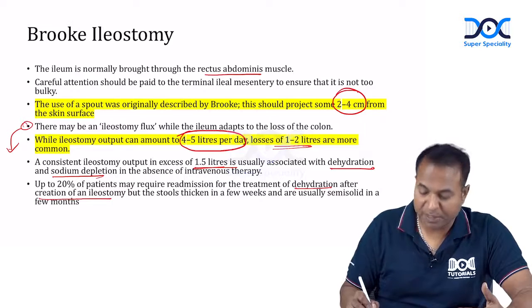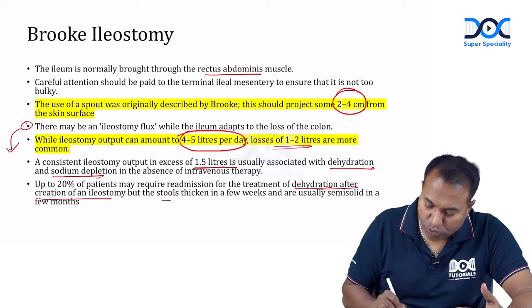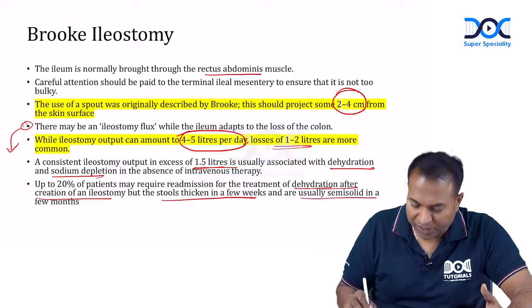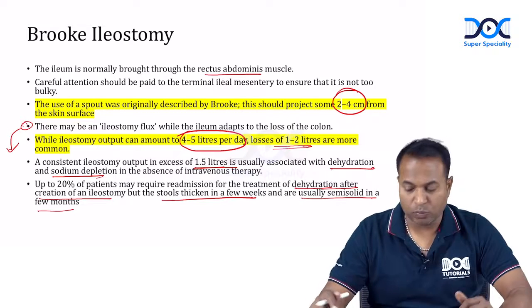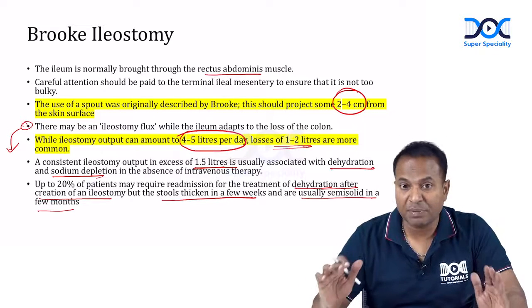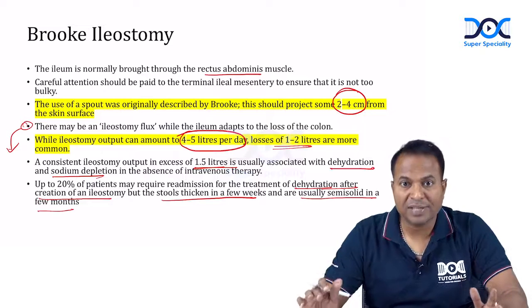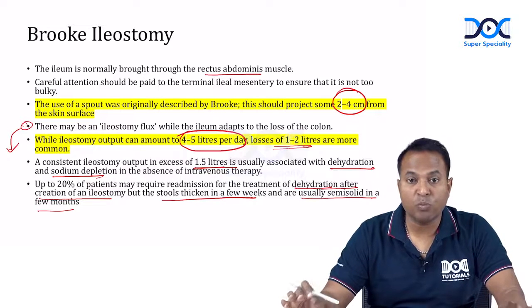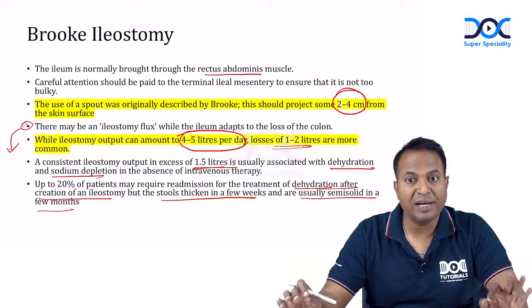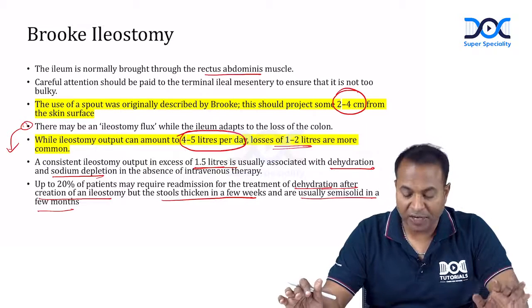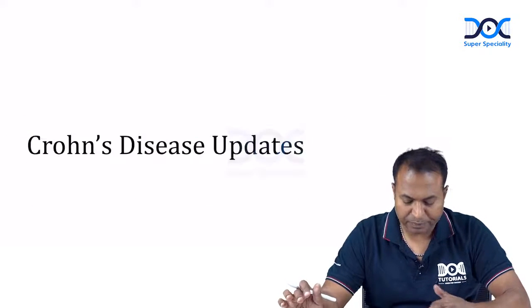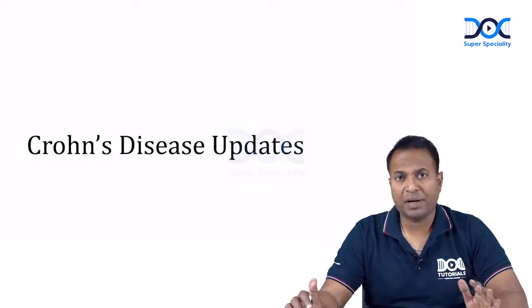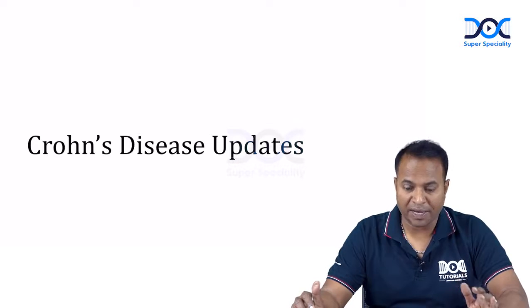After creation of an ileostomy, some patients may develop dehydration, but the stools thicken in a few weeks and are usually semi-solid in a few months. So Brooke's ileostomy can initially have ileostomy flux. Ileostomy flux is a condition in which the output is more than 1.5 liters per day, okay, which can lead to dehydration. There is a full chapter written on inflammatory bowel disease by Bailey and Love.